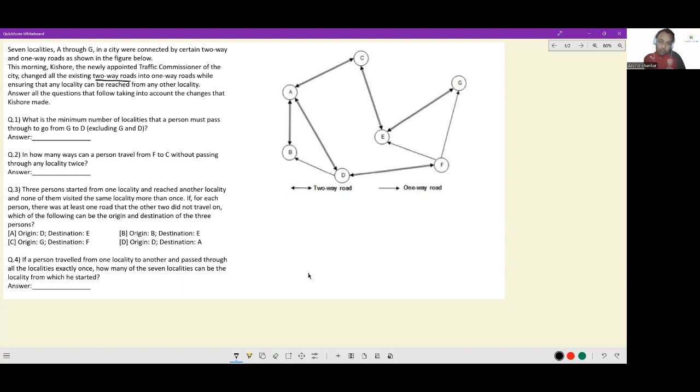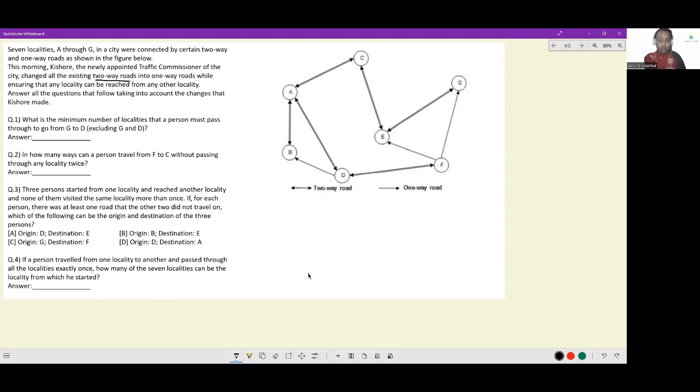So right now between B and A, you have a two-way road because it is joined by a double arrow. Between A and D, you have a two-way road. Between D and F, a two-way road. Between E and G, a two-way road. Between C and E, a two-way road. Between A and C, a two-way road. The only places where you have one-way roads are D to B, F to E, and F to G.